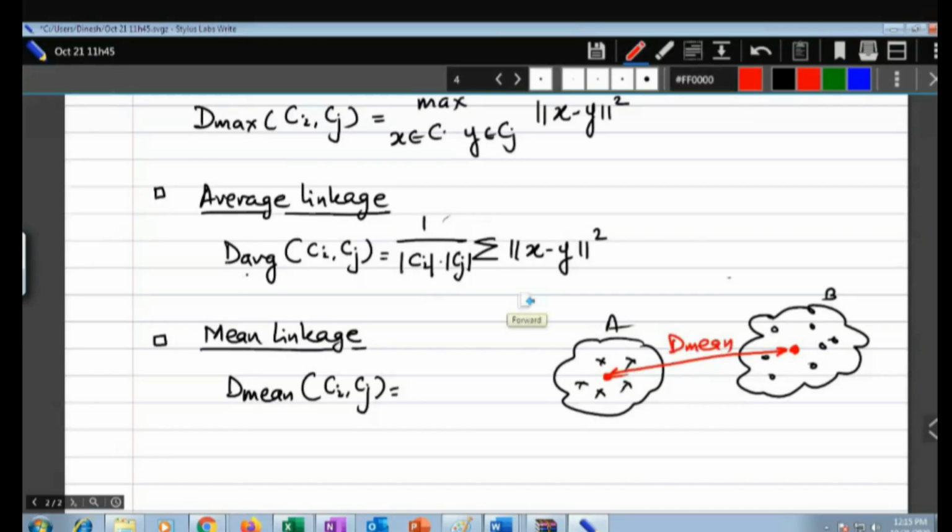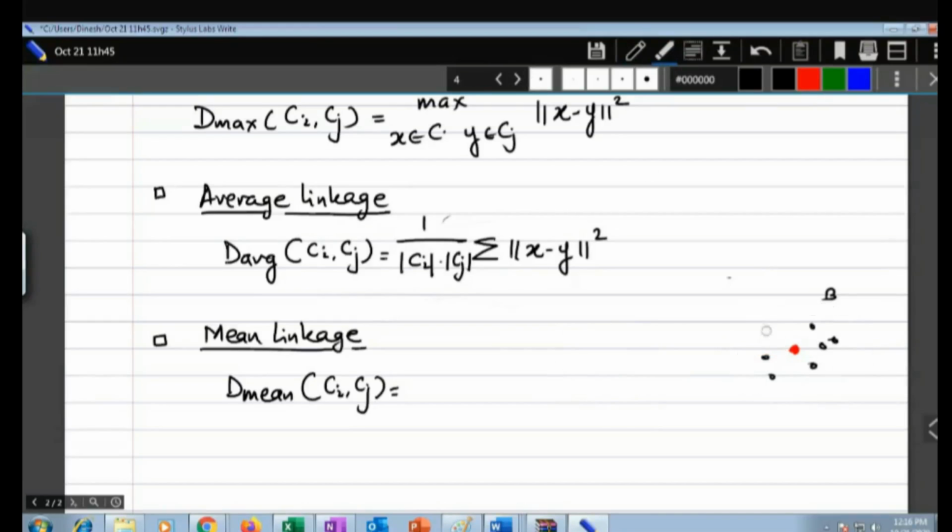The difference between d mean and d average is that in d average you find all the distances and take the average of them. That is the average distance. It is not the distance between the means; it is the average of the distances. So that is the basic difference between d mean and d average. You need to understand this.